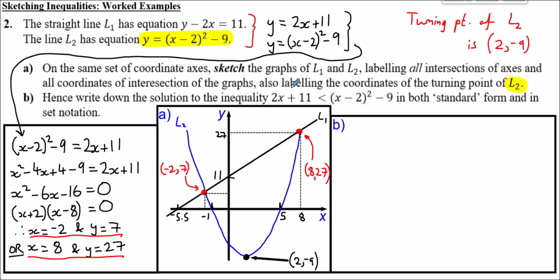And so 2x + 11, okay, that's essentially L1. So what it's asking for part B is where is L1 less than, and if you have a look at this compared to L2, this is L2. So where is L1 less than L2? And if we recall what we said earlier, how we can interpret this is where is L1 below the graph of L2?